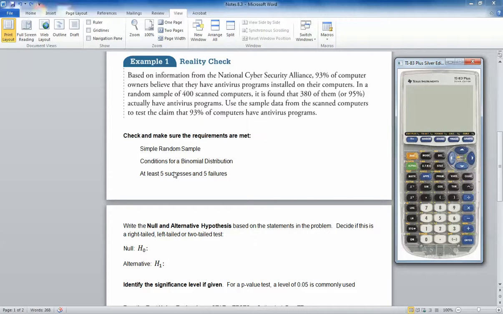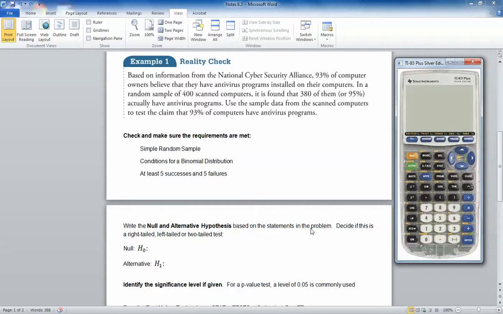Then, do we have at least 5 successes and 5 failures? Let's check. Out of the 400 scanned computers, 380 of them had antivirus programs, so there are at least 5 for sure. And that means that 20 of them did not, so that meets at least 5 successes and 5 failures.